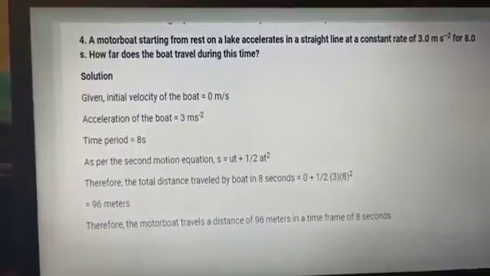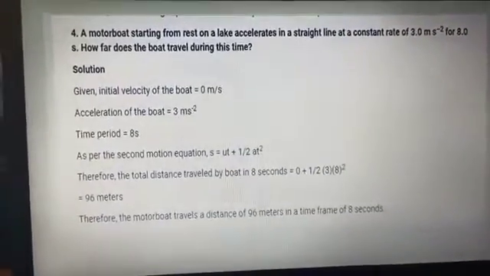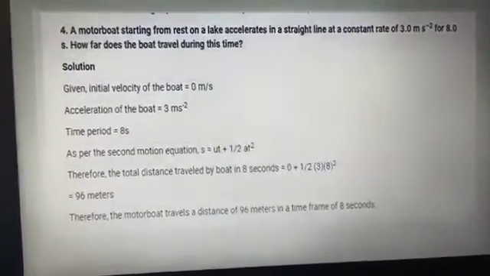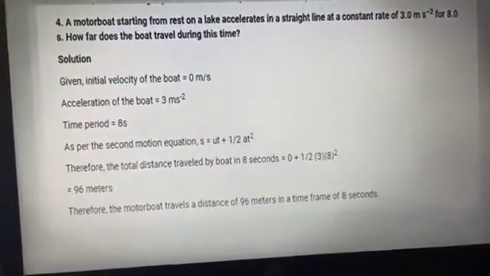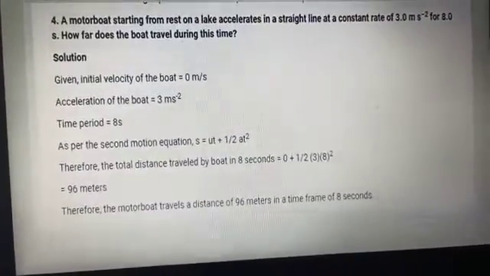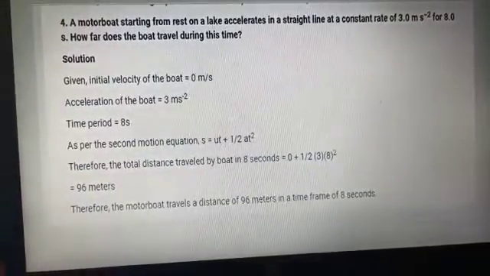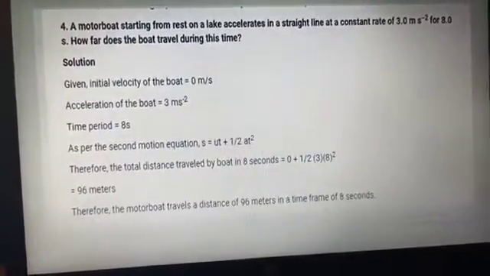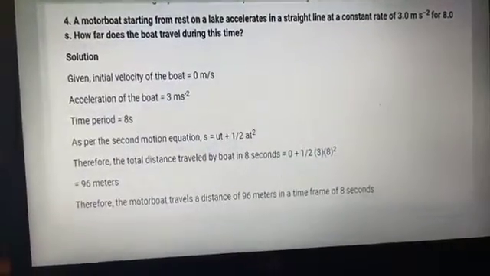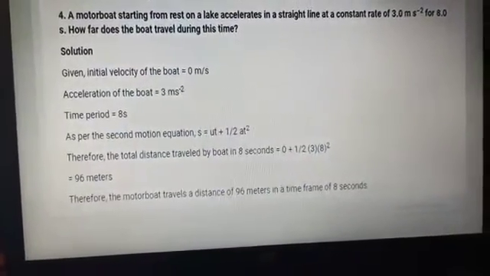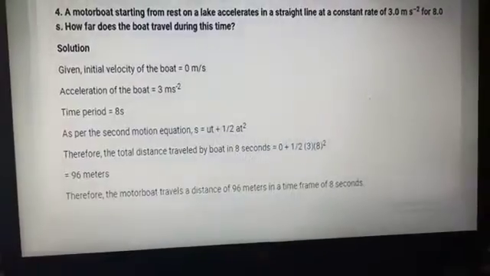A motorboat starting from rest on a lake accelerates in a straight line at a constant rate of 3 meters per second square for 8 seconds. How far does the boat travel during this time? So the initial velocity of the boat is 0 meters per second. Acceleration is 3 meters per second square. Time period is 8 seconds.